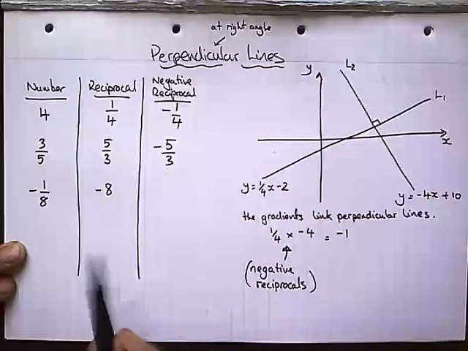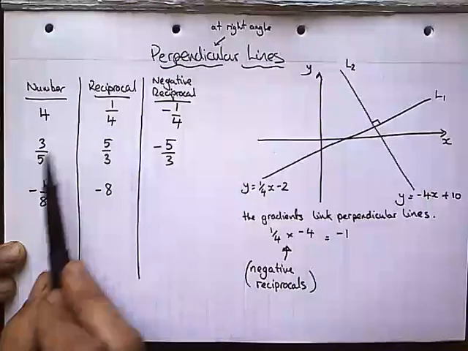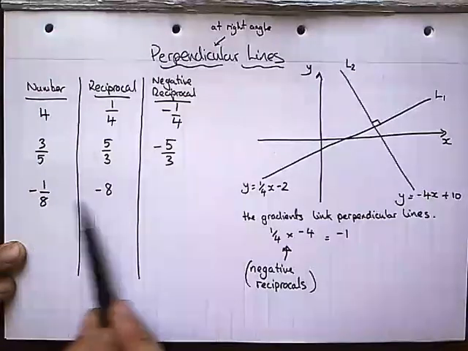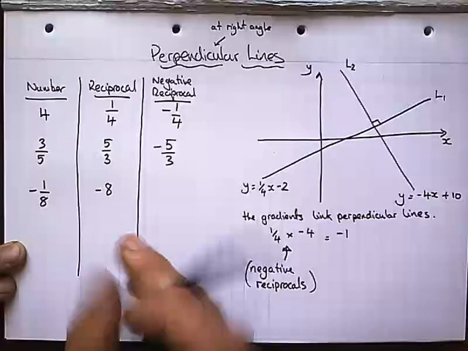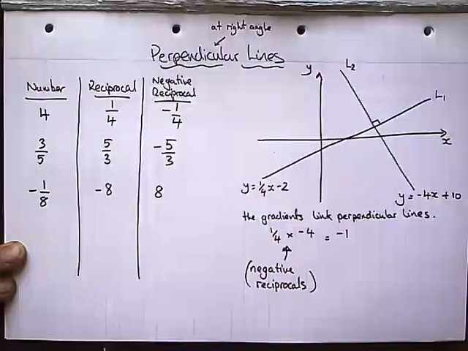Okay, these pairs of numbers multiply to make 1. So the negative reciprocal is I change the sign of that. So this becomes 8. Okay, so we just change the sign.